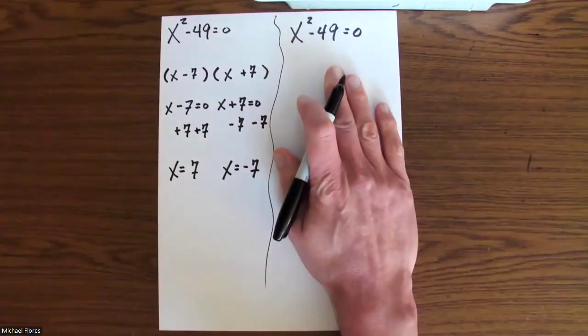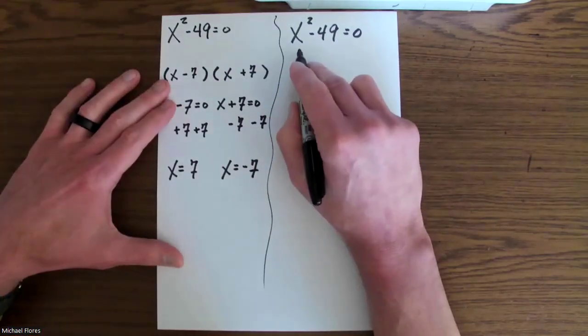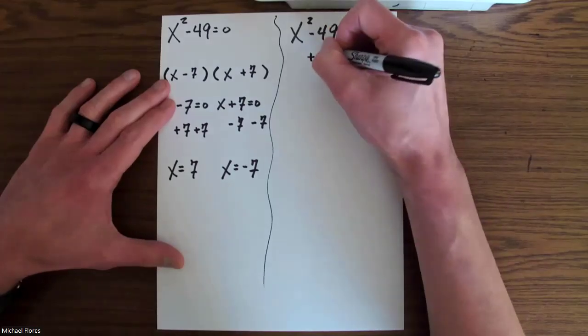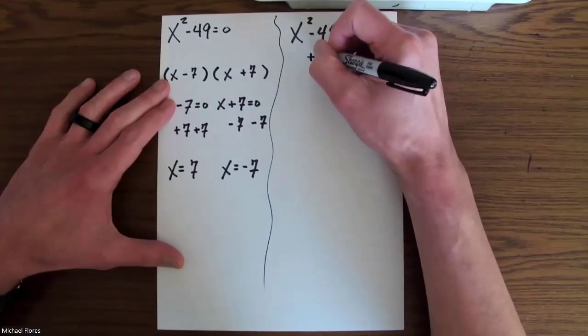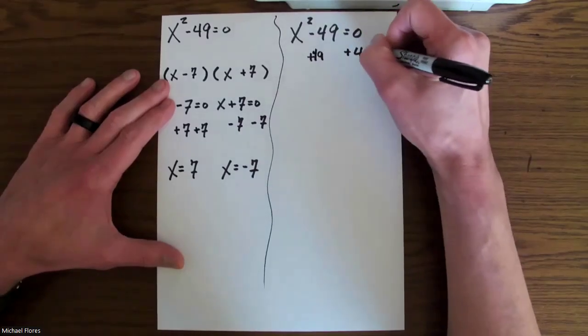Now we're going to use the square root method to solve this one. The goal is ultimately to get x by itself. So we want to add 49 to both sides. We're going to add 49 to both sides.